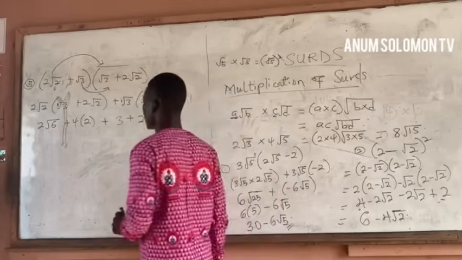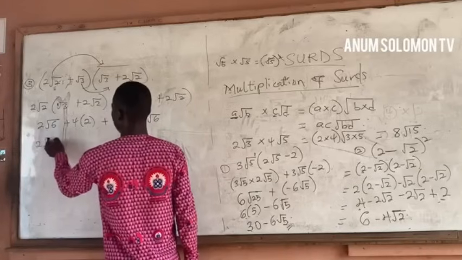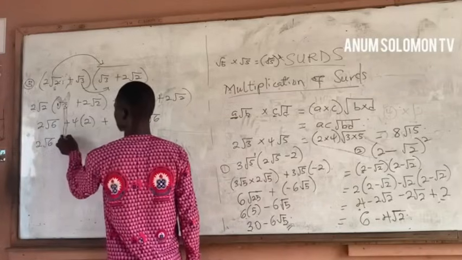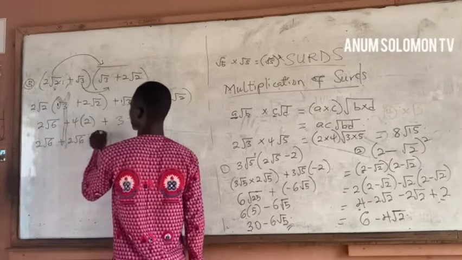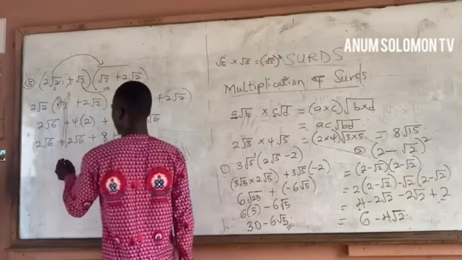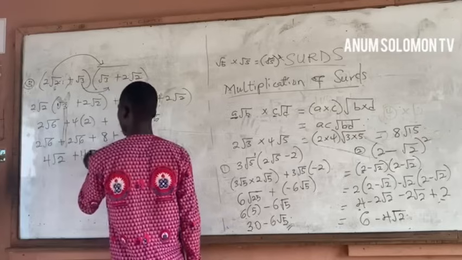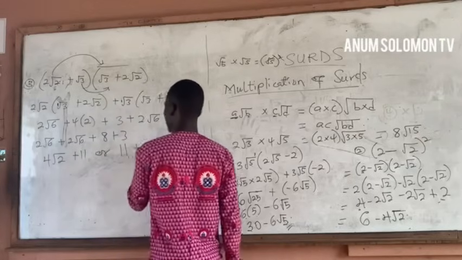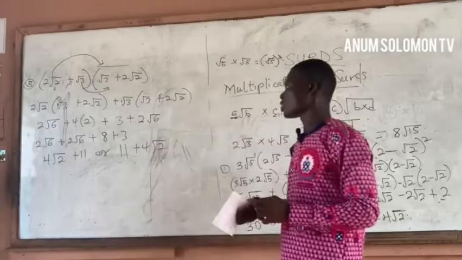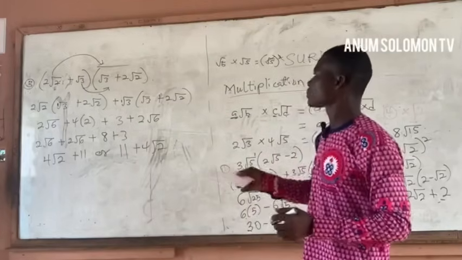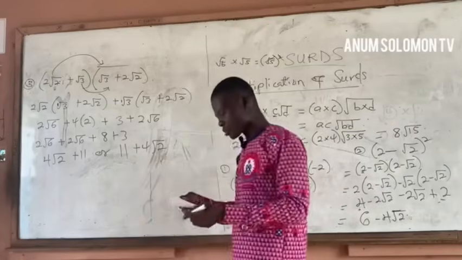So on this note, let's simplify. You have 2 root 6 plus 2 root 6 plus 2 root 6 plus 4, 2, 8 plus 3. So finally, we are going to get 4 root of 6 plus 11, or 11 plus 4 root of what? 6. Addition is commutative. So on this note, this is how to expand or how to solve this question.